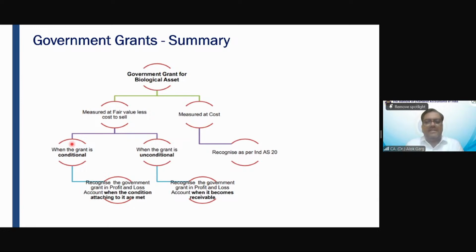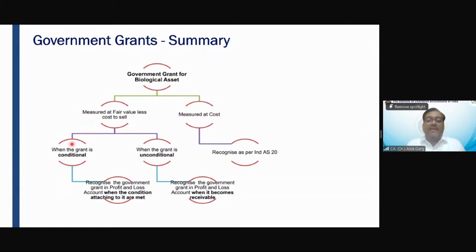The government is saying we are very happy, you are maintaining your animals very well, so we are giving you a cheque of rupees 5 crore as a grant. No condition. So when will this grant be recognized? The government has simply announced that they will give it. At what point of time will you recognize this grant? Immediately when it becomes receivable. This government grant will be recognized when it becomes receivable, not when it is actually received, right?